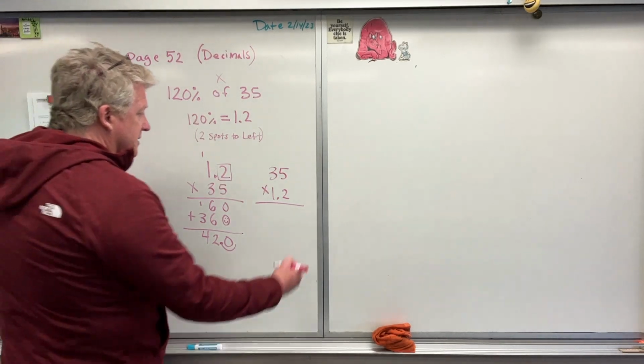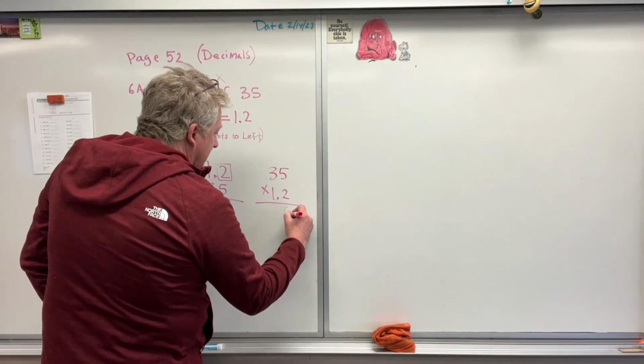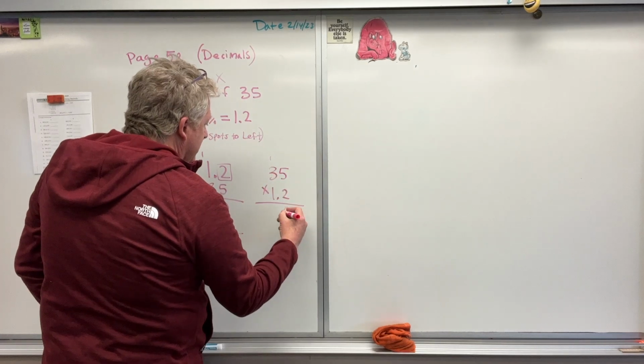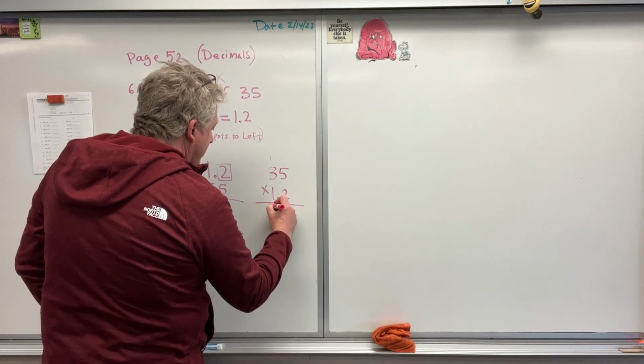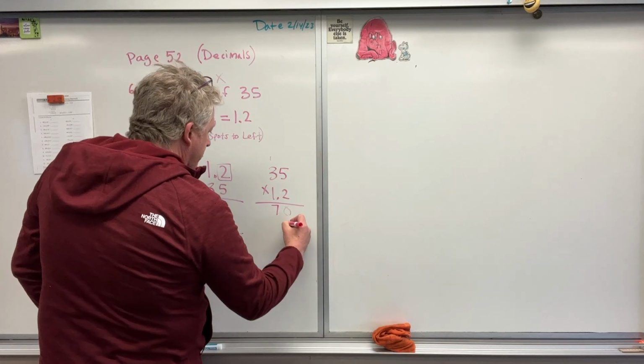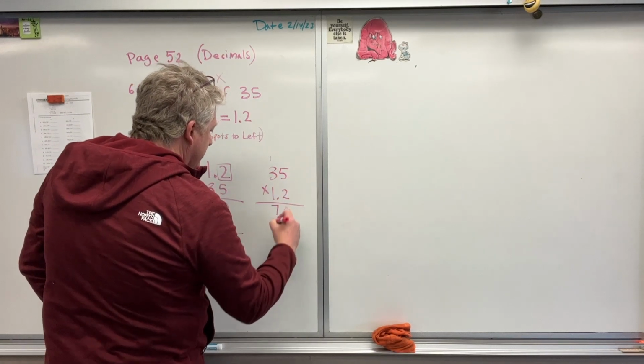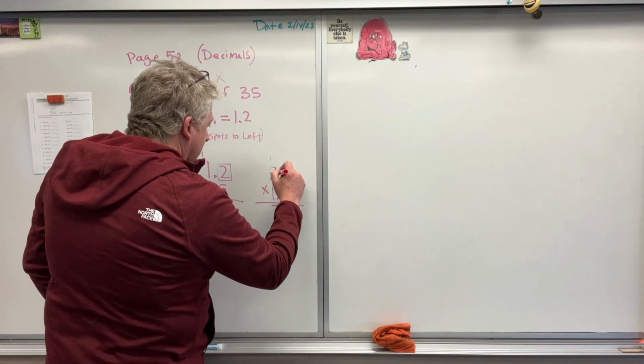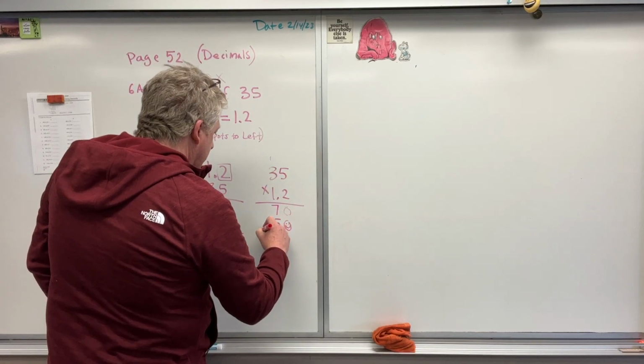Well, since it's there, let's solve it just to make sure. 5 times 2 is 10. 2 times 3 is 6. Plus 1 is 7. Smiley face. 1 times 5 is 5.